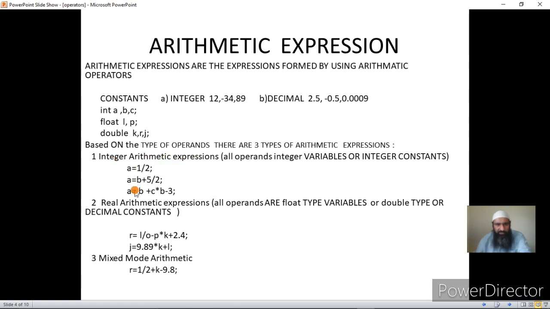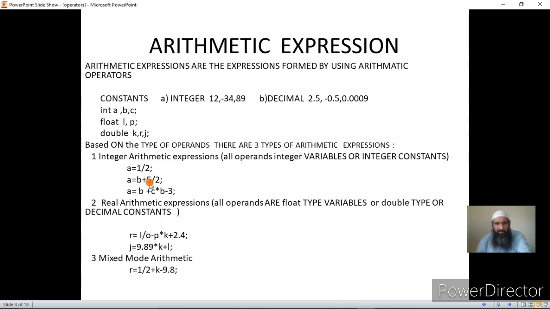Let us take these three expressions. Now the expression is always on the RHS side of the assignment statement. Now 1 divided by 2. Let us see what is the type of 1. As I told you, when the numbers are without the decimal point, these are taken as integer constants. So this is an integer and 2 is also an integer. So both the operands are integers, so I say it is an integer arithmetic expression. An expression is said to be an integer arithmetic expression if all the operands are integers.